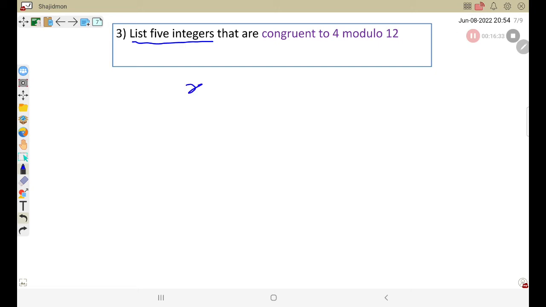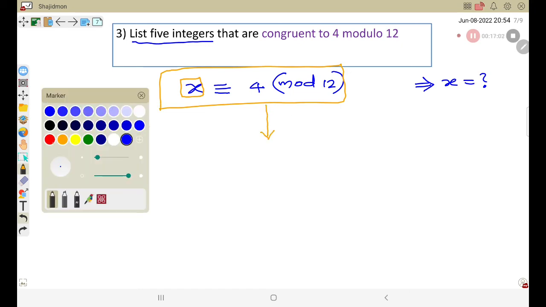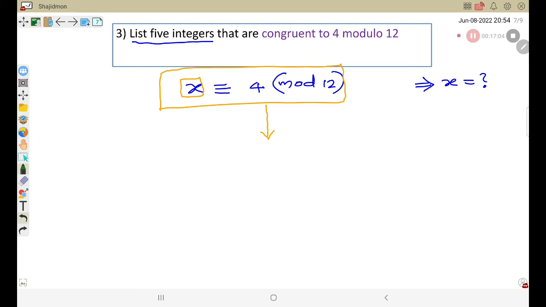That means the question is that x is congruent to 4 modulo 12. Okay, we need to find what is our x. We need to write 5 integers, x numbers. What are the numbers we can choose for x such that x is congruent to 4 modulo 12? This condition should be satisfied. So what are the numbers we can choose? That is the question here. So I will tell you the easier way how to do that.